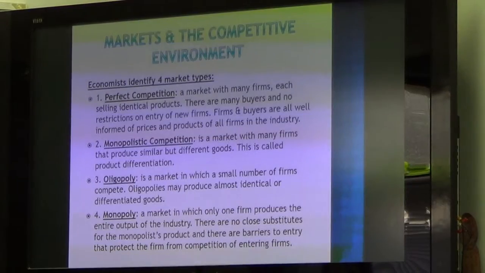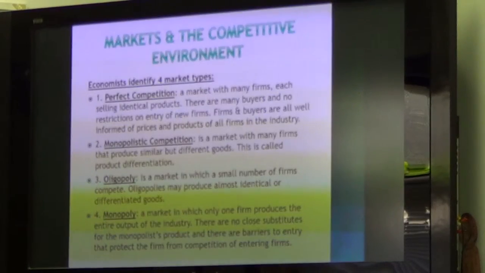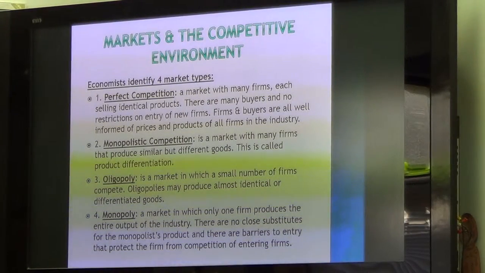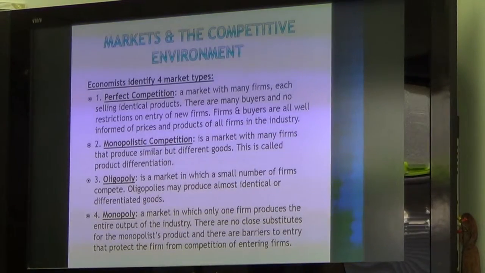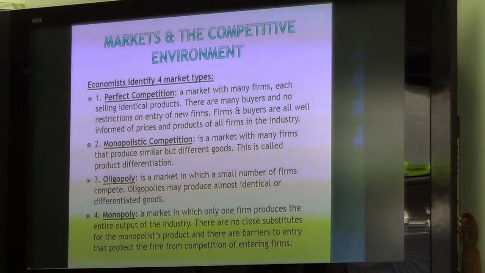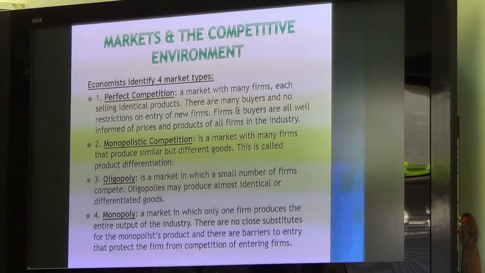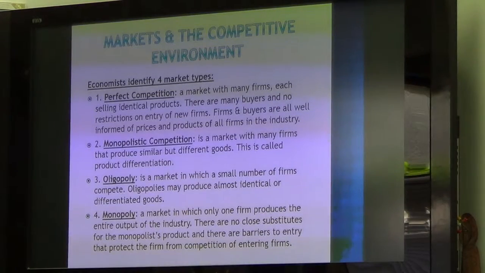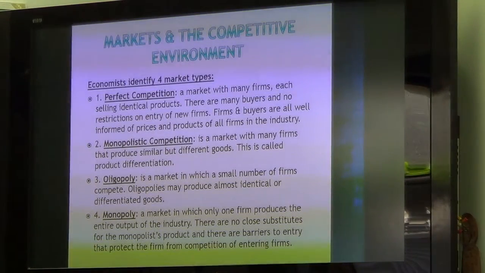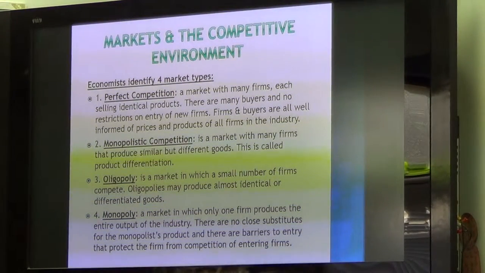Okay, and then monopoly we've talked about. So what's a monopoly? Like, it's one firm that they're the only people that sell that type of product. Right. So monopoly is a market in which only one firm produces the entire output in the industry. So there's no close substitutes for the monopolist product, and however, there are barriers to entry that protect the firm from competition, basically other firms entering the firm.